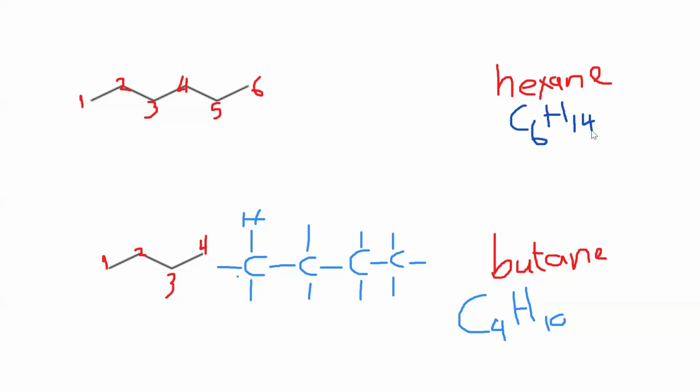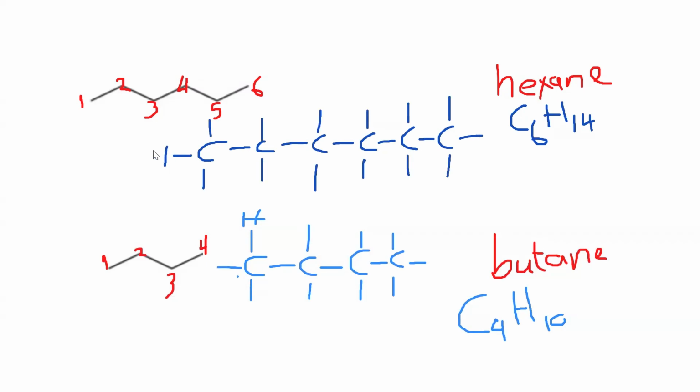C6H14. For the full structure, we have to draw first the carbon backbone. We have 6 carbons. Then make sure that every carbon has 4 bonds. Every one of these bonds is connected to hydrogen. Add all the hydrogens. CH3, CH2, CH2, CH2, CH2, CH3. Remember, the terminal carbon is connected to 3 hydrogens, and every one of the middle carbons is connected to 2 hydrogens. Don't forget to fill every bond with a hydrogen.